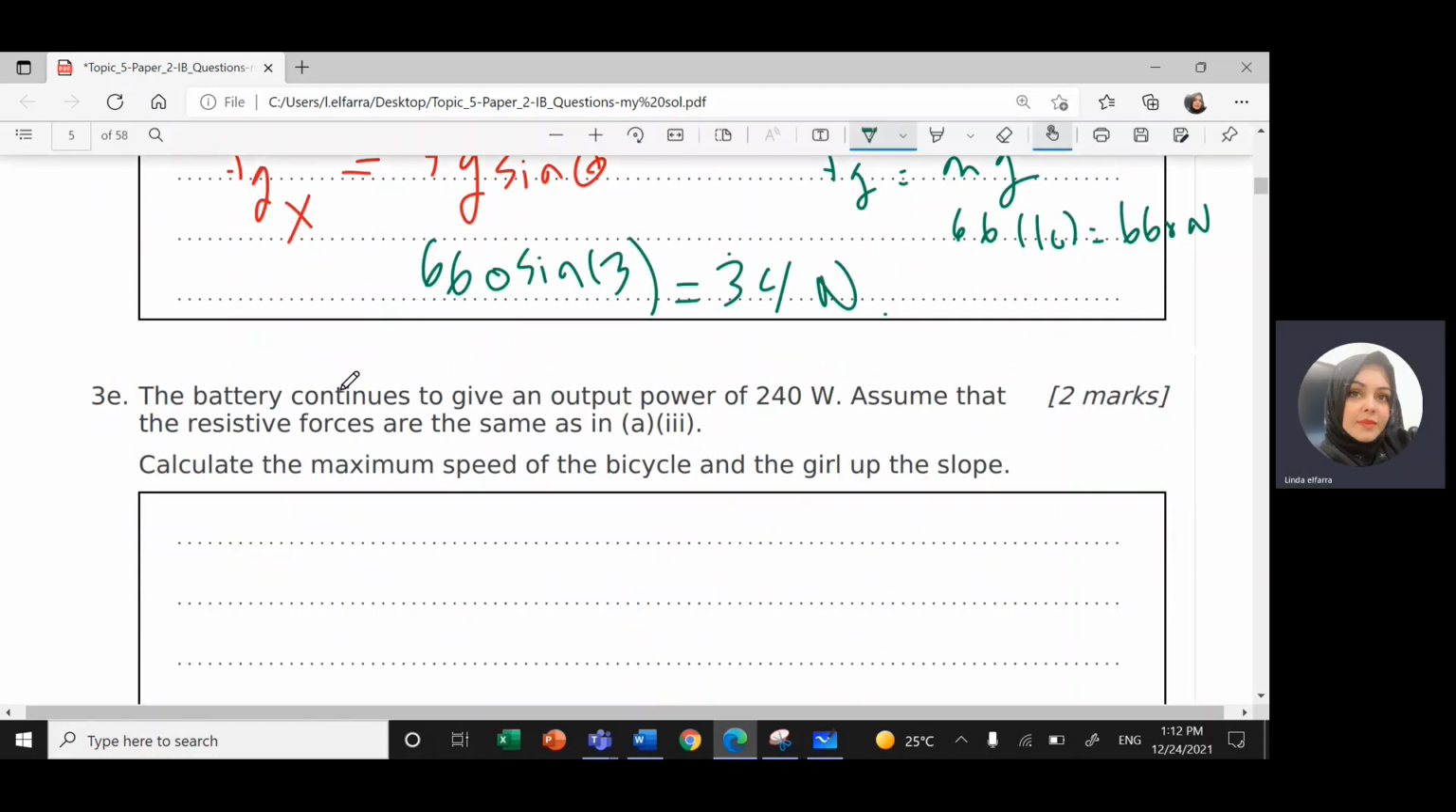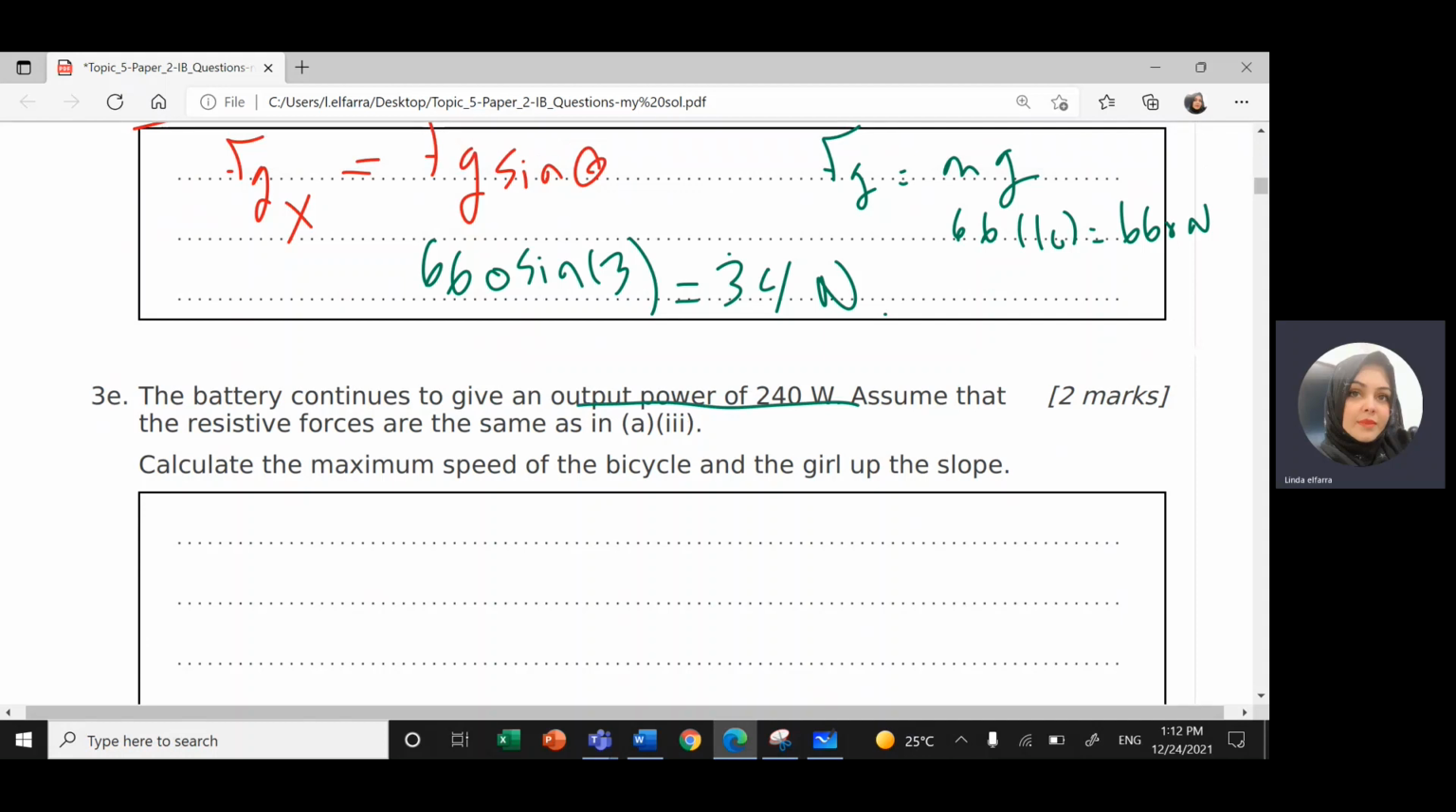Okay, now the battery continues to give an output power of 240 watt. Assume that the resistive force are the same as in part A. So I have the force of resistance in part A was 34. Resistive force means the friction force. The friction force is small f, I'm going to call it small f. Calculate the maximum speed of the bicycle and the girl up the slope.